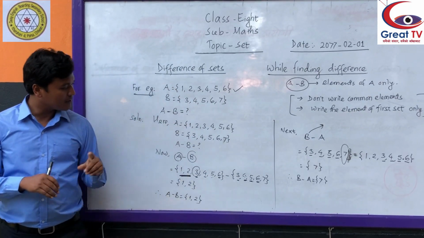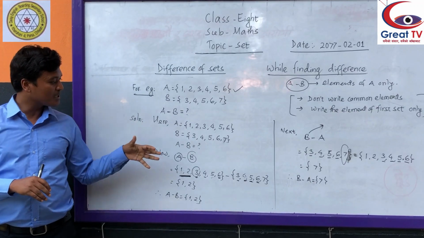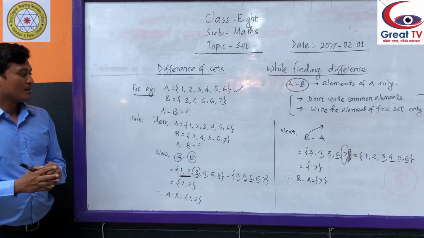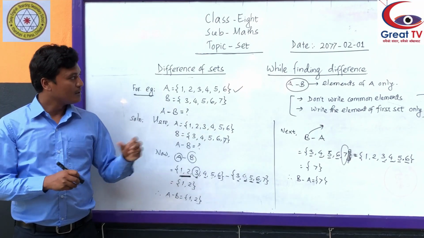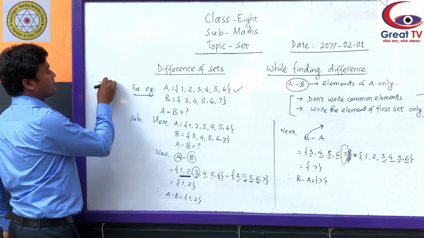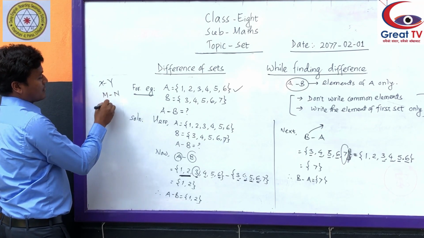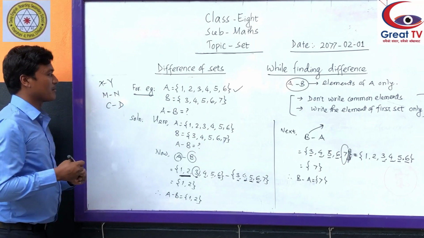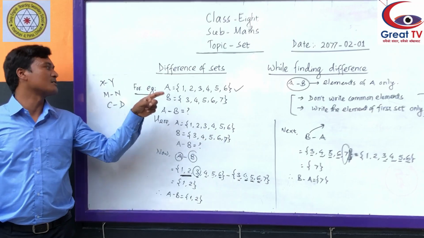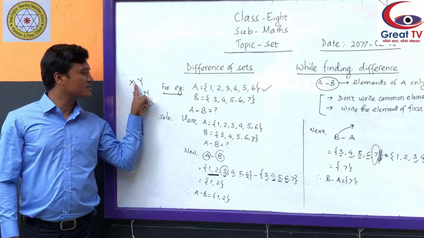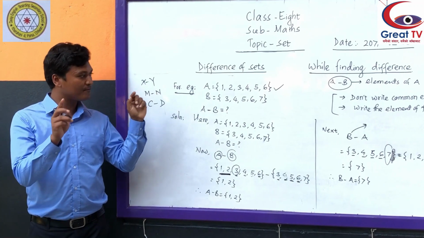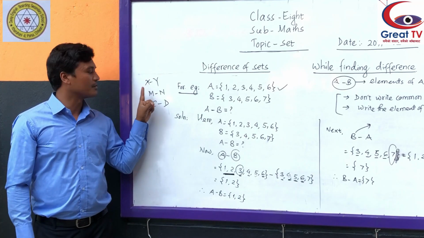Here I calculated A difference B. The sets may be overlapping; this is no problem. By using this idea, you can calculate X difference Y, M difference N, C difference D also, no problem. While finding X difference Y, use the same concept. Don't write the common elements of X and Y. Write the remaining elements of the first set, X, only.